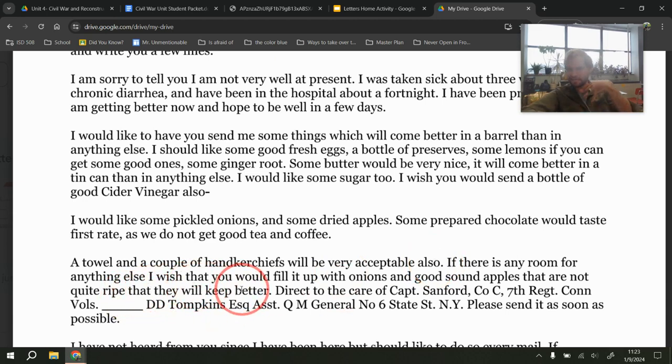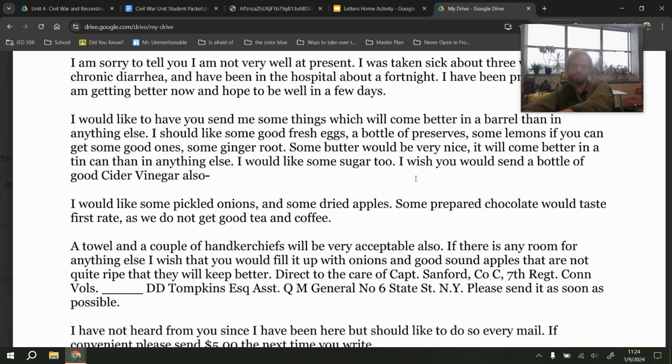So he's hoping she'll send unripe apples that will ripen as they're being shipped. Direct the care to Captain Sanford, care of C 7th Regiment, Connecticut Volunteers, something that's illegible. D.D. Tompkins, Esquire, Assistant Quartermaster General, number 6, State of New York. Please send it as soon as possible. So he's giving an address where he wants his barrel of items.